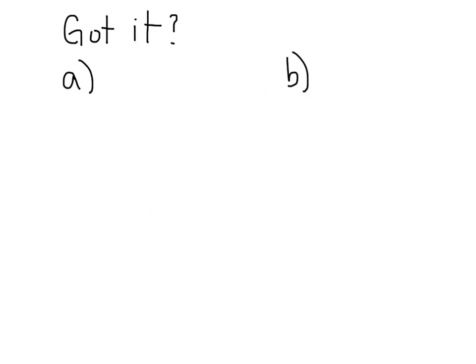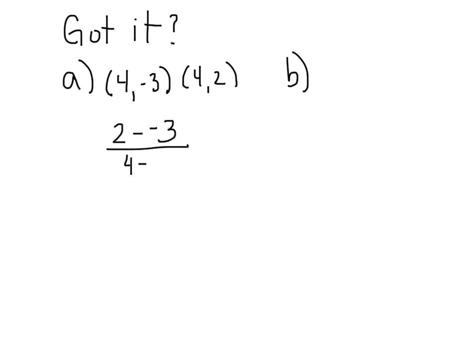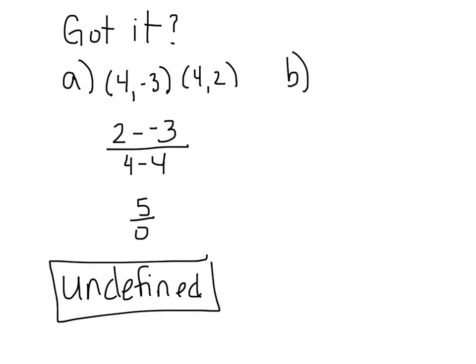Now we're going to go to student page 171. We're going to do A and B. A: 4, negative 3, and 4, 2. Let's start by subtracting the y values. 2 minus negative 3 over 4 minus 4. You automatically know you're going to get 0 on the bottom. You cannot divide anything by 0. If you divide by 0, you're always going to get an undefined slope. Always undefined.